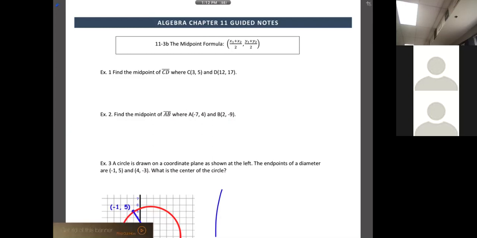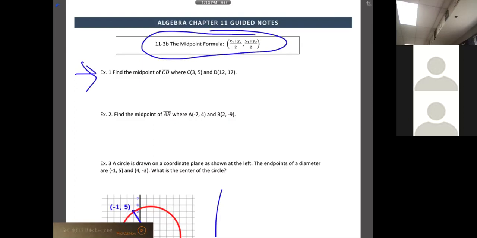We're going to be talking about the midpoint formula here, and the midpoint is basically this. The midpoint is the point that is halfway between 2 points. That makes sense, right?